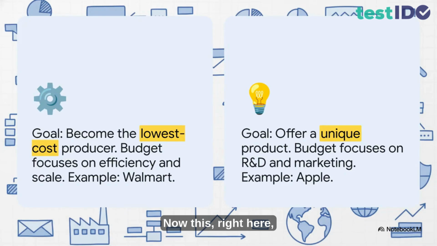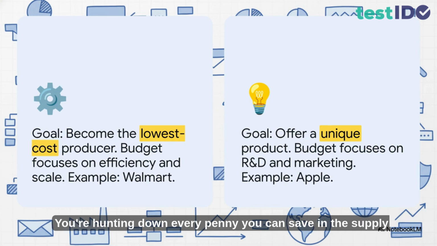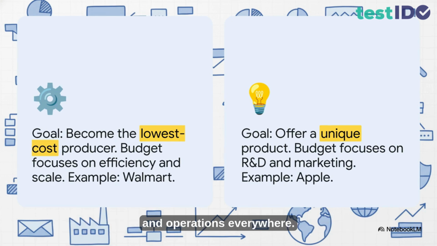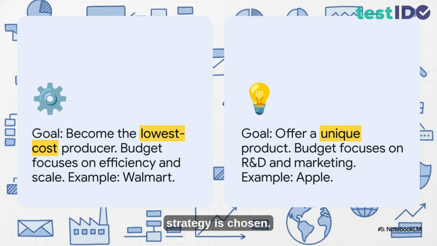Now this, right here, is where strategy connects directly to your job as a CMA. If your company chooses cost leadership like Walmart, your entire focus is on ruthless efficiency. You're hunting down every penny you can save in the supply chain, in operations, everywhere. But if the strategy is differentiation, like Apple, your budget priorities completely flip. Your focus is now on justifying big spends for R&D and marketing and figuring out how to price a unique product to capture its value. Your financial analysis has to champion whatever strategy is chosen.